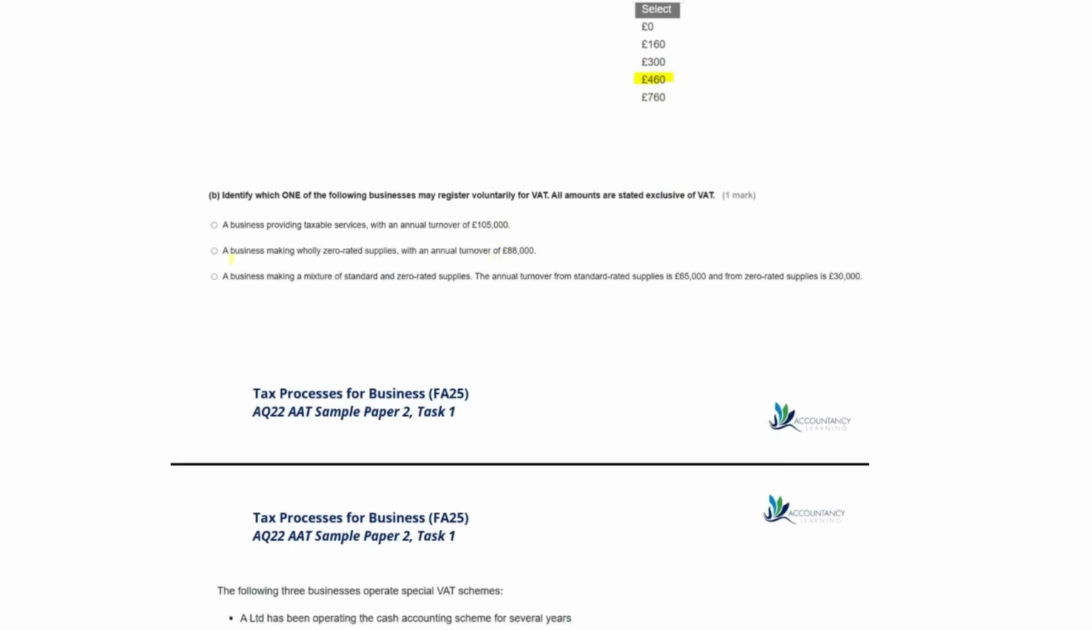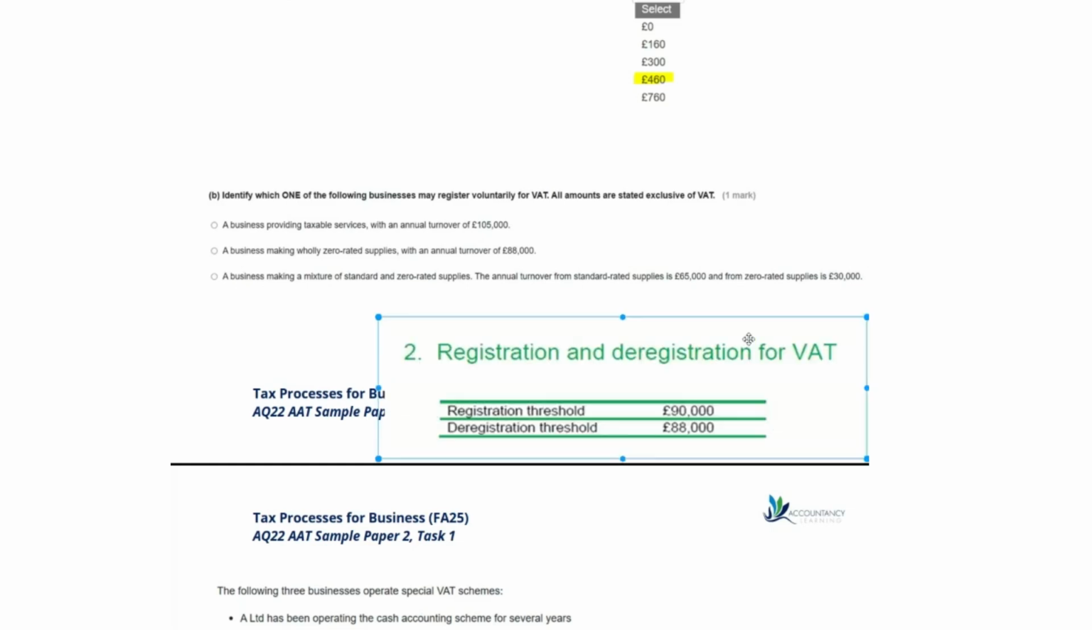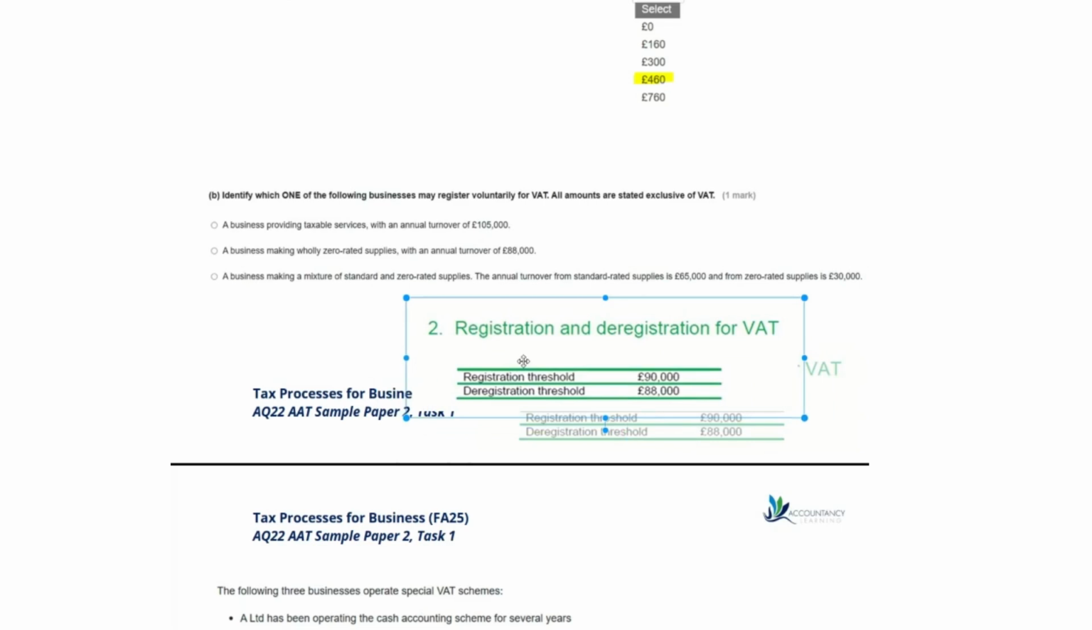Part B, identify which one of the following businesses may register voluntarily for VAT. And then it says all amounts stated are exclusive of VAT. So looking at reference material 2, we can have a look at what the registration threshold is of 90. So a business providing taxable services with an annual turnover of 105,000, well, they're over that threshold, so they have to register for VAT. A business making wholly zero rated supplies with an annual turnover of 88,000, so they wouldn't need to register for VAT necessarily.